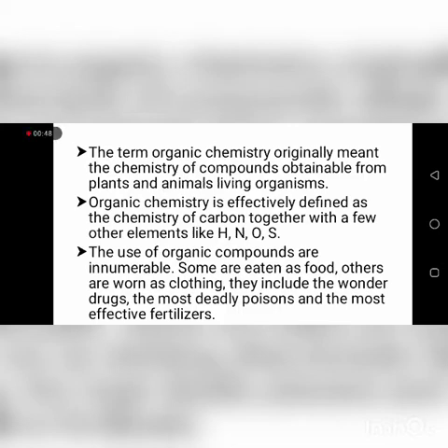Why are they necessary? Why are we paying more attention to these organic compounds? The uses of organic compounds are innumerable. Some are eaten as food, others are worn as clothing. They include the wonder drugs, the most deadly poison, and the most effective fertilizer. So they are consumed as food, used in the production of clothes, drugs, poison, and fertilizer. These are materials that can be gotten from organic compounds.